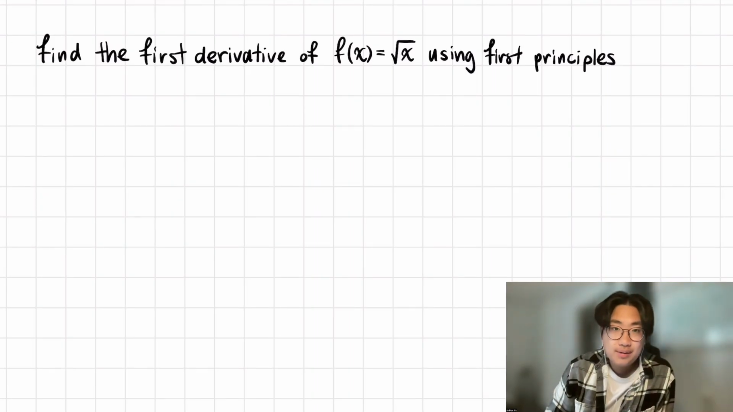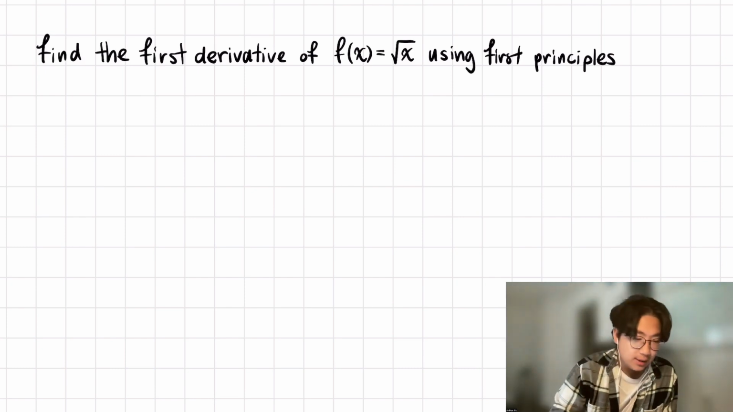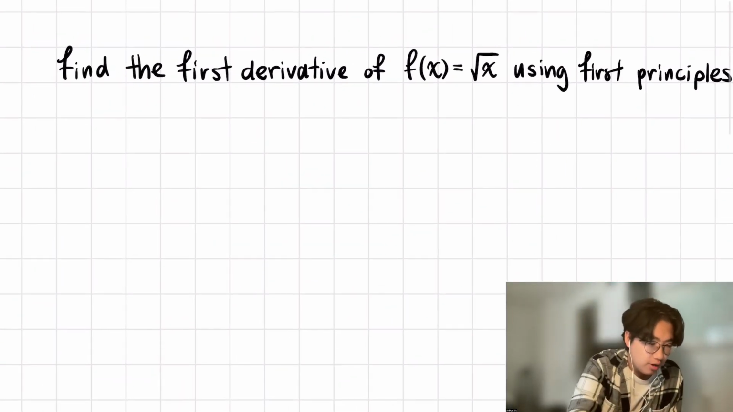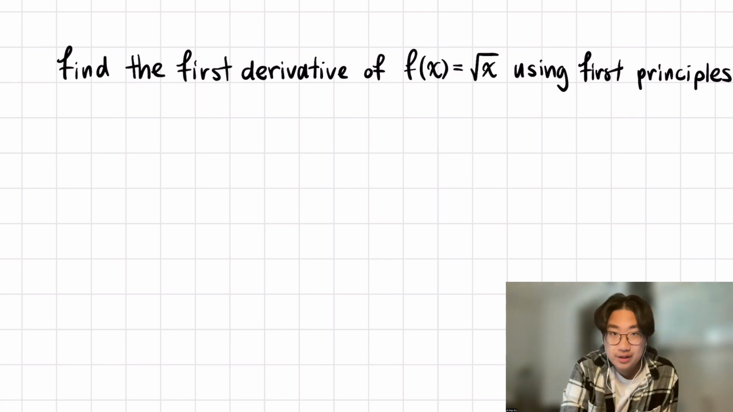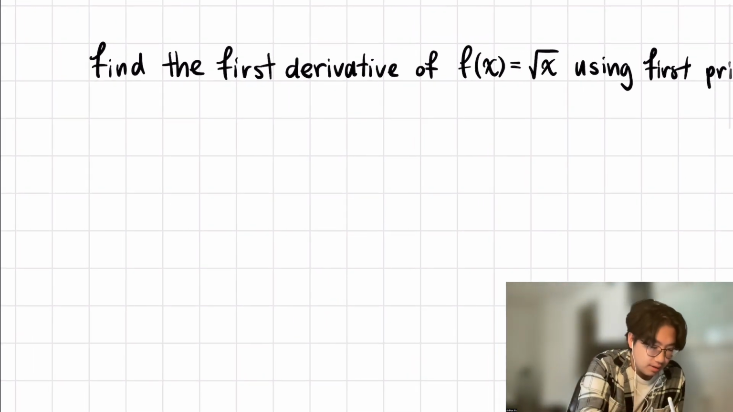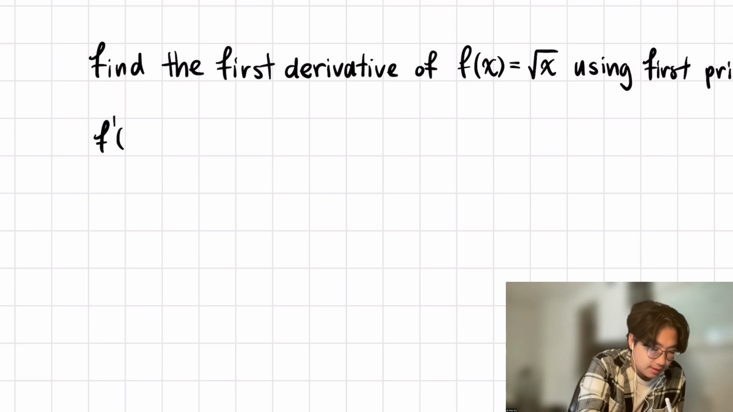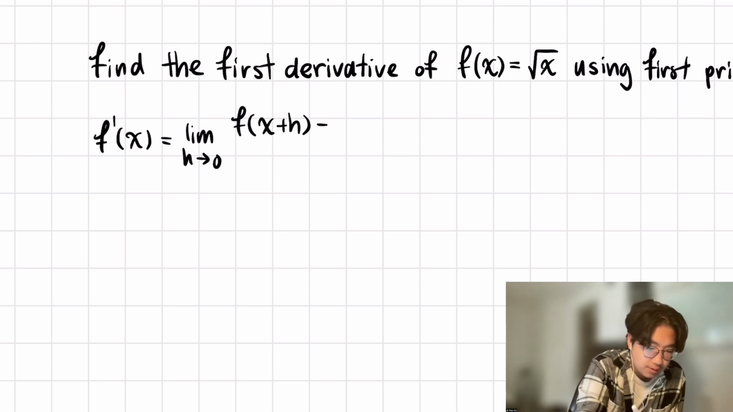Okay, welcome. So this video will go over finding the derivative of the square root of x using first principles. So again, as usual, we'll always start out with the limit definition of the derivative. So we have f prime of x. So again, it's equal to the limit as h approaches 0 of f of x plus h minus f of x all over h.